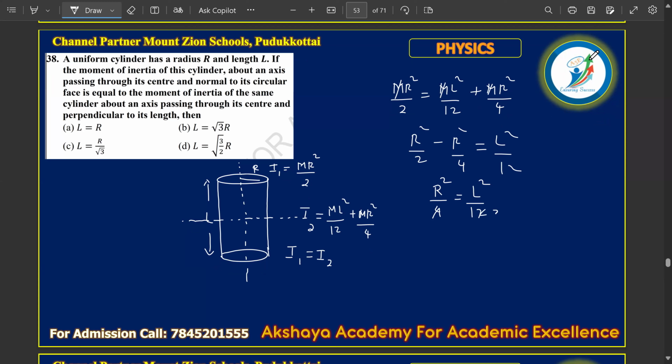So when we cancel this, we get L square equal to 3r square. So L is equal to root 3 r. Then the correct answer for question number 38 is option B.